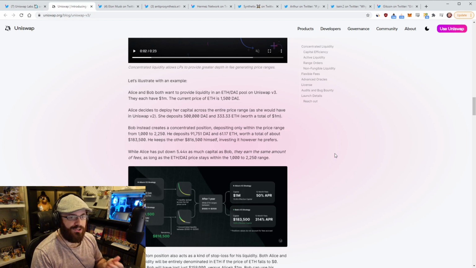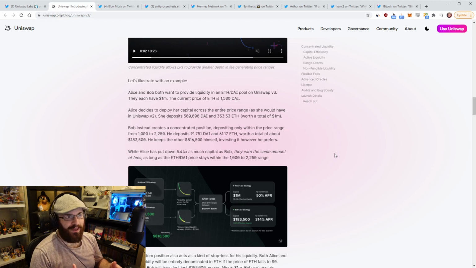Now, what concentrated liquidity aims to do is make it so that liquidity providers can actually specify the price range that they want to provide liquidity to. So, for example, say you want to provide liquidity for ETH, but you only want to provide it for the $1,000 to $2,000 price range, right? And you might wonder, why would you do this? Well, you would do this because you need to provide less capital to get the same or more fees from the trading that happens on Uniswap, right?